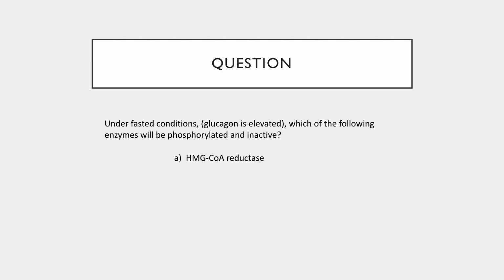So first of all, HMG-CoA reductase. We've just looked at this, and we know that it will be inactive when phosphorylated. So this seems like a good choice. Hormone-sensitive lipase. Now this is a fasted state enzyme. Remember, it's responsible for lipolysis in the adipose, and it would be phosphorylated and active under these conditions.